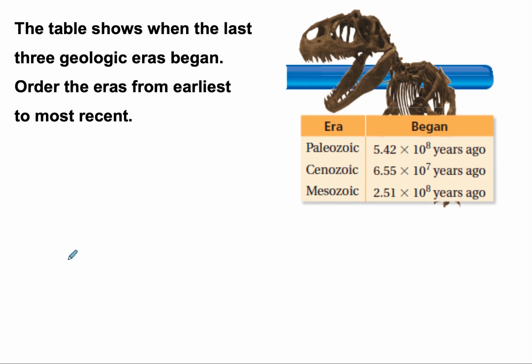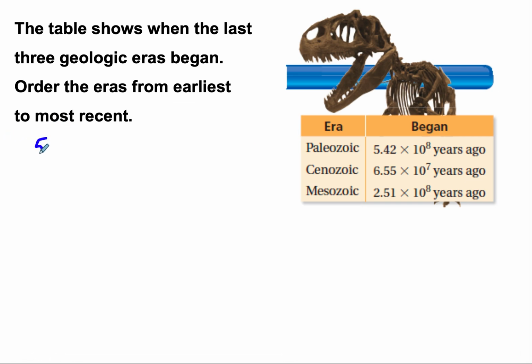All right, and let's take a look at this one. The table shows when the last 3 geologic eras began. Order the eras from earliest to most recent. So here we have things in scientific notation. We can compare them in scientific notation, or we can change them into standard form to compare. We can do it either way. Okay, so I think we'll do it both ways. We'll start with the standard form, and then we will look at the scientific notation.